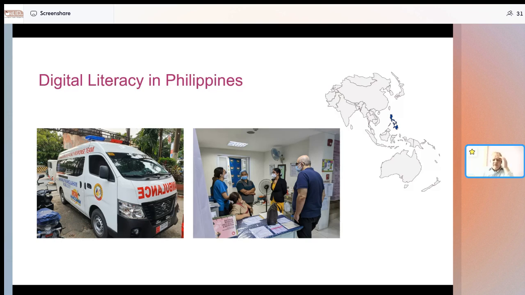So what we built was a digital literacy competency framework to work with them. The Philippines is classed as a middle income country, so it's got some public health services, some public health systems as a result of that.